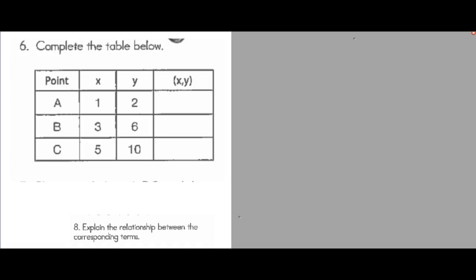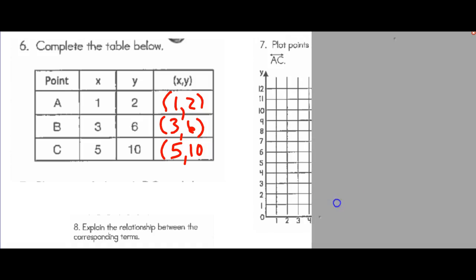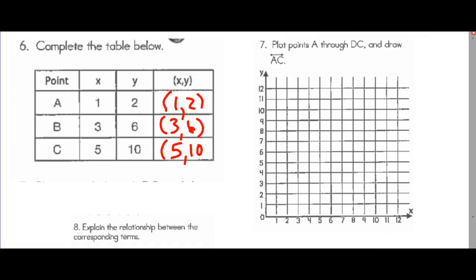Okay, question 6. We're going to complete the table. In the table, we know what point X is, and we know what point Y is. So we're just going to write that out as an ordered pair. So that's 1, 2, 3, 6, and 5, 10. And now for number 7, we're going to plot those points onto our grid.